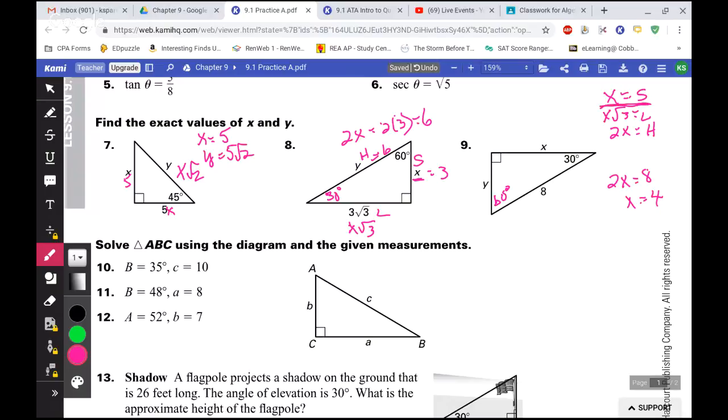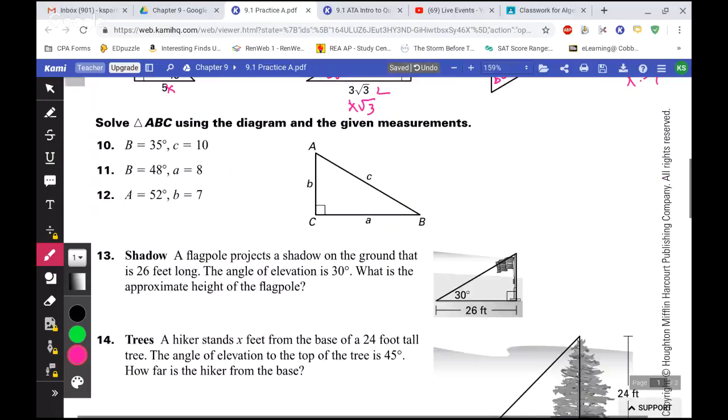So wherever that short leg is, which in this case is Y, Y equals 4. And the long leg is going to be X in this case, equal to 4 times root 3. So X equals 4 times root 3 and Y equals 4.